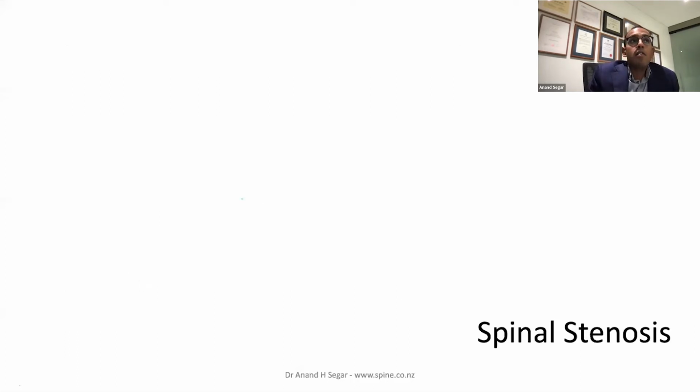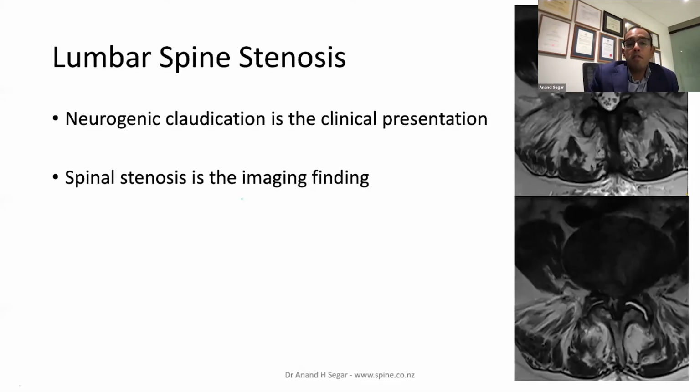So we're talking about spinal stenosis, lumbar spinal stenosis. Spinal stenosis is the imaging finding. The top image is a normal spine. In the bottom image, you can't see the white, which is the cerebrospinal fluid. So that's spinal stenosis. Neurogenic claudication is the pattern of symptoms that people present with.